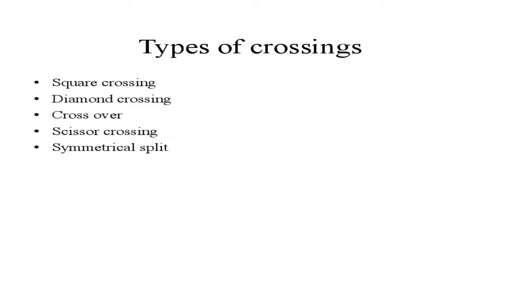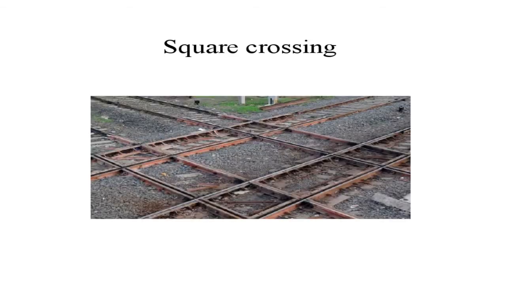So mainly the types of crossings include square crossing, diamond crossing, crossover, scissor crossing, and symmetrical split. Let's go through each one by one.